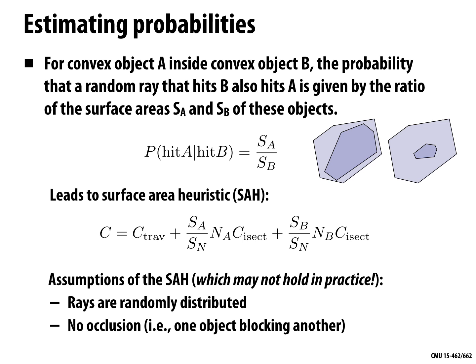So the starting assumption, or the model that we start with, is something we do actually know for sure: if we have a convex object A inside another convex object B, then the probability that a random ray from outside that hits B also hits A is given by the ratio of the surface areas of these two objects, right? So the probability that we hit the interior object A, given that we hit B, is equal to SA over SB.